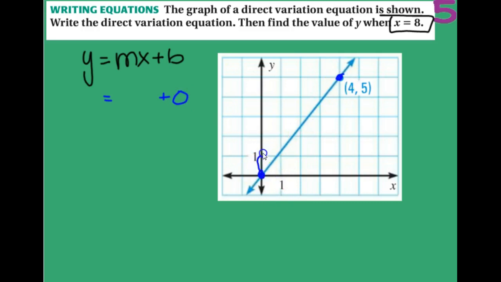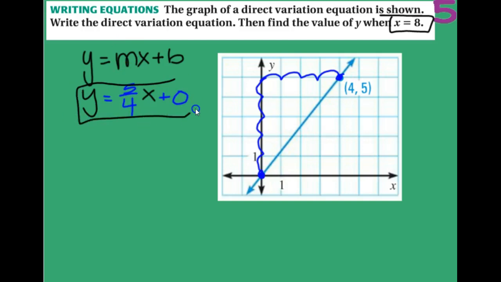We're rising 1, 2, 3, 4, 5. And we're running 1, 2, 3, 4. So our slope is 5 over 4, so 5 over 4x. There's our equation: y equals 5 over 4x plus 0. The only thing we needed to find was our slope. Now, plug in when x is 8. So y equals 5 over 4 times x, which is 8, plus 0.